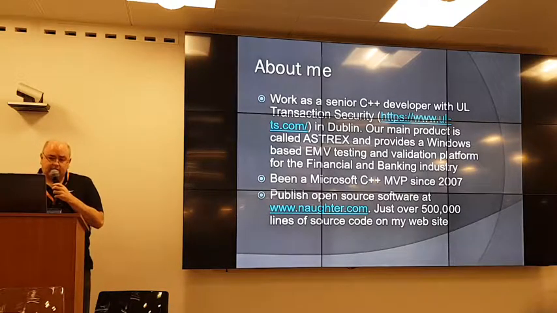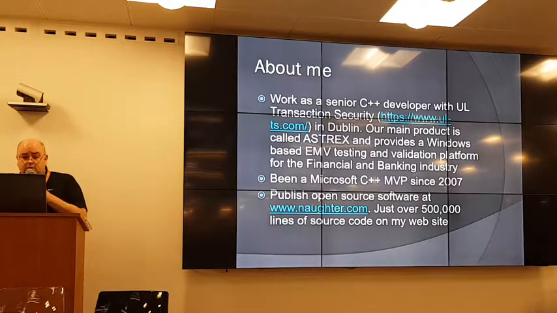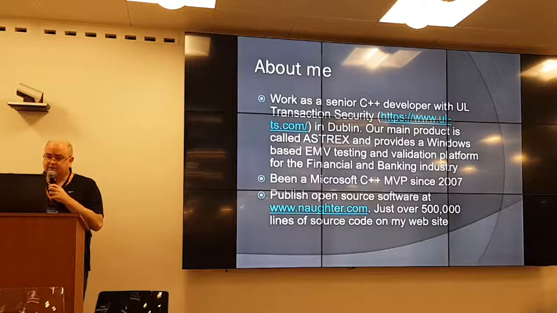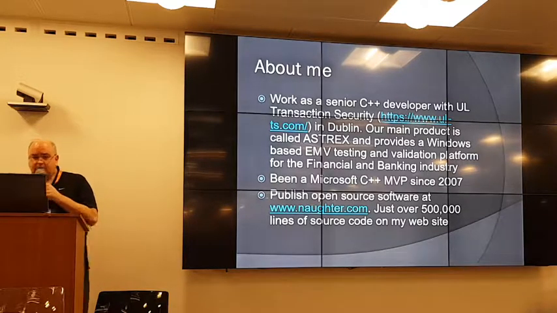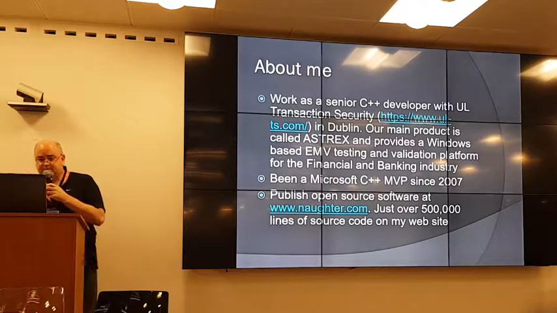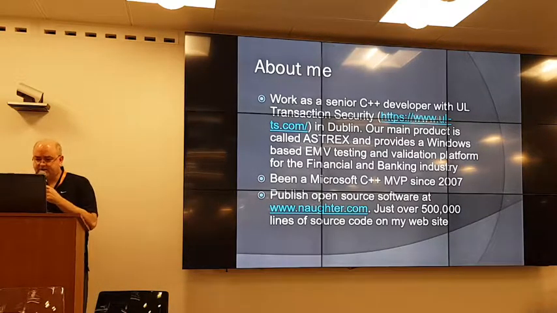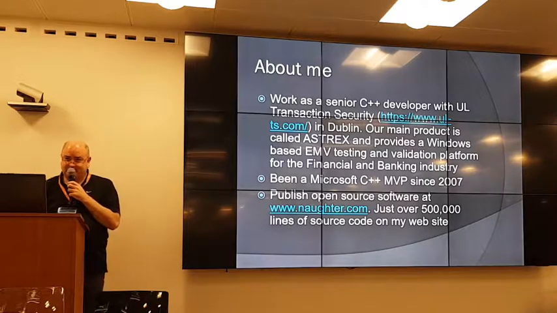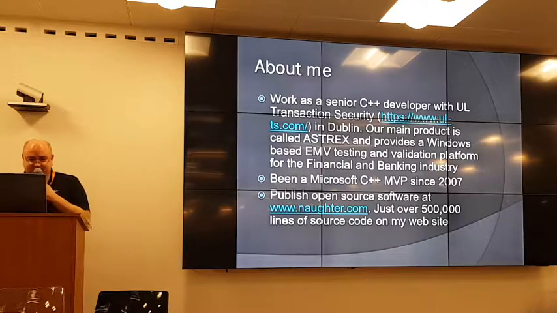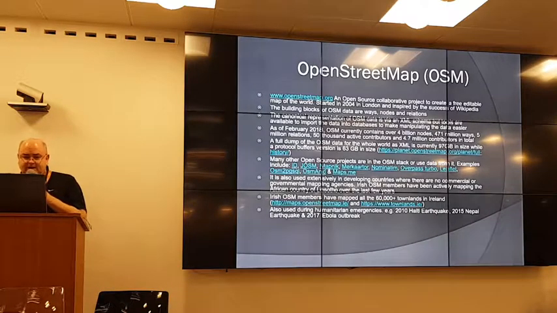The main product that our company develops is called Asterisk. It's a Windows application, and it's used for EMV testing and validation. It's used in the financial and banking industries. I personally don't have a GitHub account. I just post stuff to my own personal website, which is Naughter.com, and there's about 500,000 lines of source code on my website. Now, I would say that 250,000 of that is machine generated, but it's a nice figure to put on a presentation.